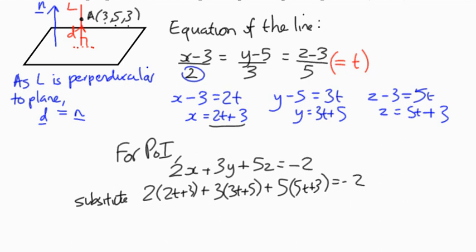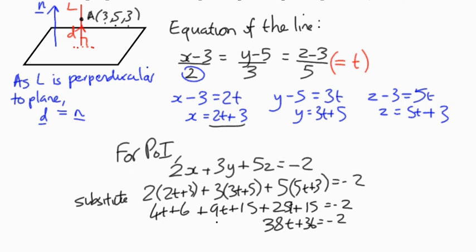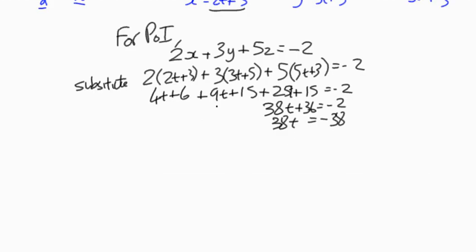Okay, so it's just a case then of multiplying out carefully. 40 and 90, 25t is 38t. 6 and 15, 21 plus 15 is 36. It's negative 2. 38t equals negative 38. A bit more space on that, so t is equal to negative 1. So at the point of intersection, t is negative 1.